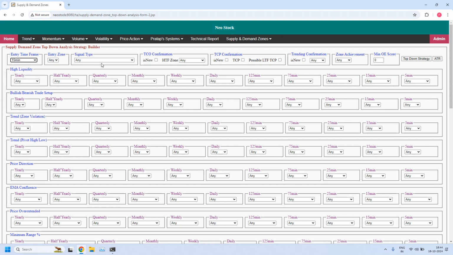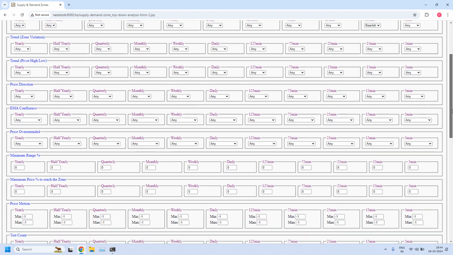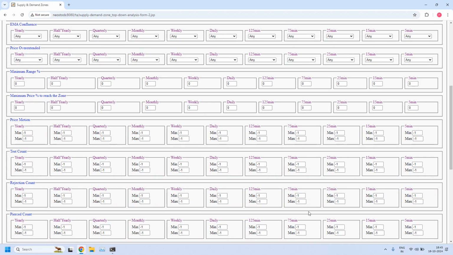Entry time frame is 15 minutes. Entry zone should be supply zone. In bullish or bearish trade setup at 15 minutes time frame, I am selecting bearish. And this 15 minute supply zone should not be pierced. So in the pierced count, I am setting minimum value 0, maximum value 0.